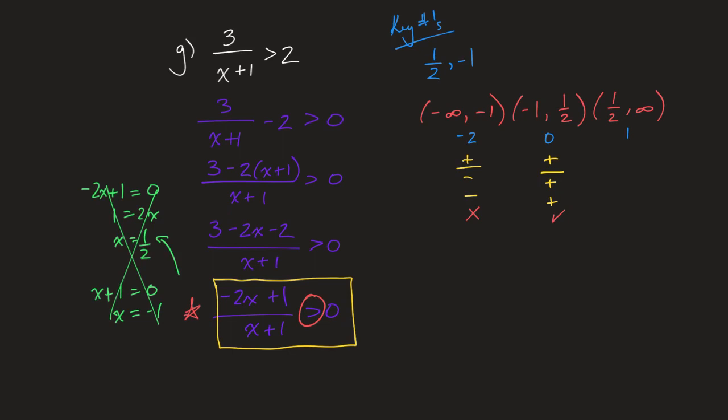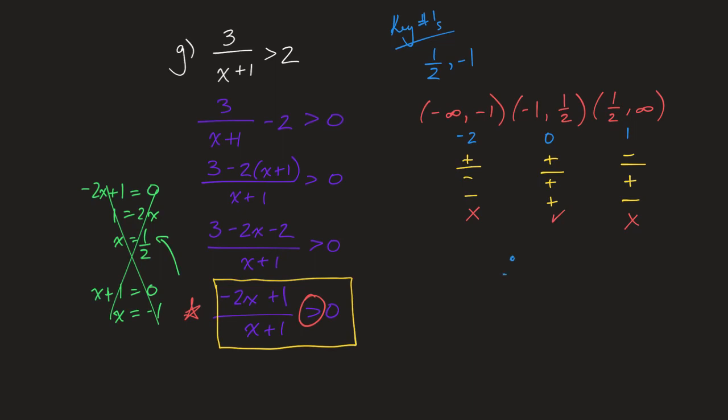Did the same thing in the last interval, subbed in a 1. Well, -2 times 1, -2, add on 1, that's a negative. On the bottom, 1 plus 1 is a positive. Negative divided by a positive is a negative, and that was not what I was looking for. And so in this instance, I only had one interval that worked.